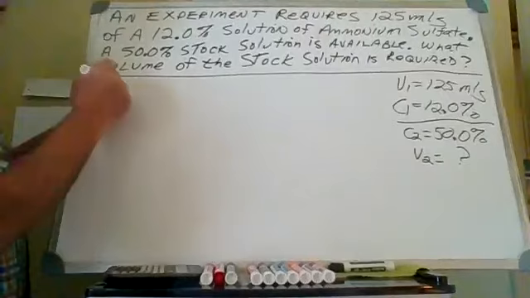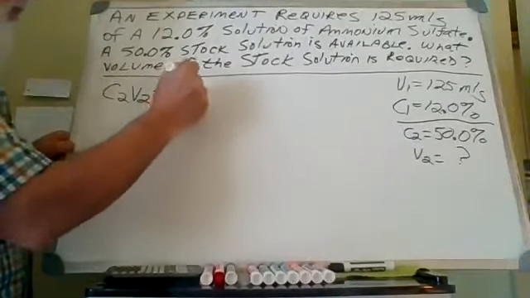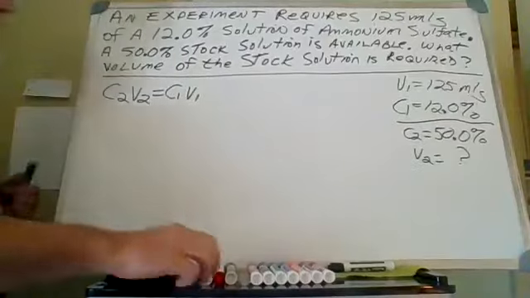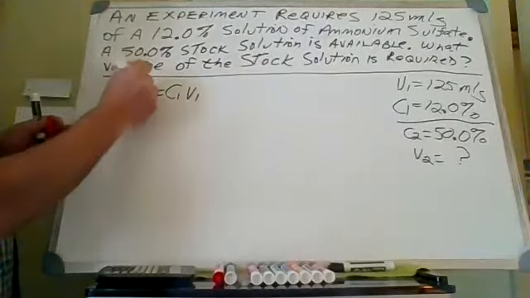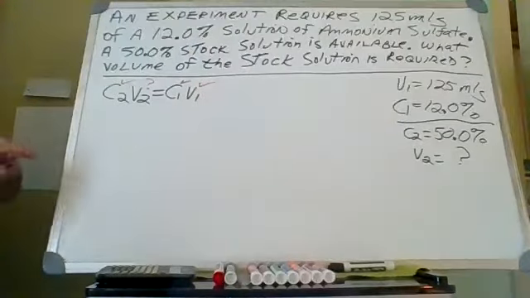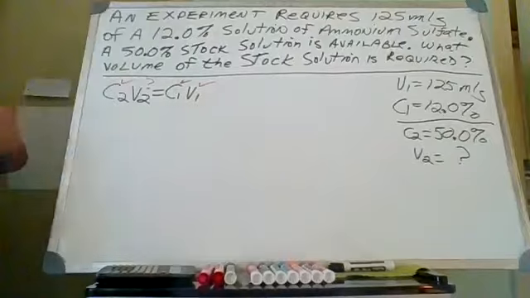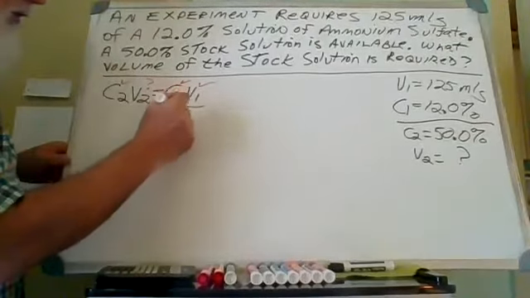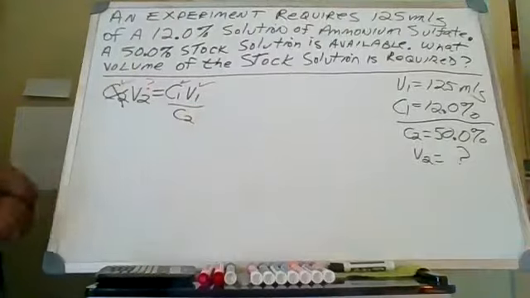Now my unknown is in my second set of conditions, so I'm going to make my second set of conditions on the left-hand side. We check off what we know and what we don't know. I know C2, I don't know V2, I know C1, I know V1. Is V2 in the numerator? Yes. Is it by itself? No, it's being multiplied by the second concentration. So I need to move the second concentration over to the right-hand side, where it switches from numerator to denominator. I can cancel it here.